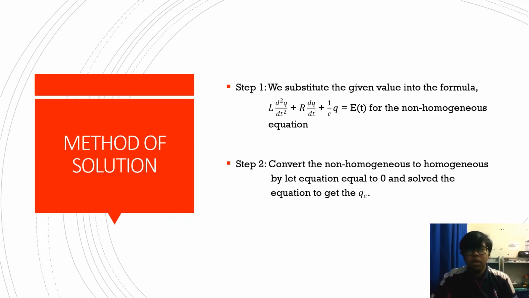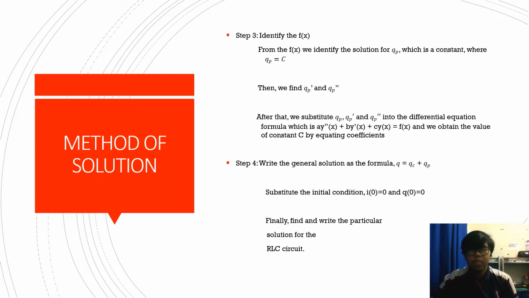For the method of solution, step 1, we substitute the given values into the formula L d squared q over dt squared plus R dq over dt plus 1 over C q equal to E(t) for the non-homogeneous equation. For step 2, convert the non-homogeneous to homogeneous by letting the equation equal to 0 and solve the equation to get the Qc. Step 3, identify the f(x). From the f(x), we identify the solution for Qp, which is a constant where Qp equal to c. Then we need to find Qp prime and Qp double prime.